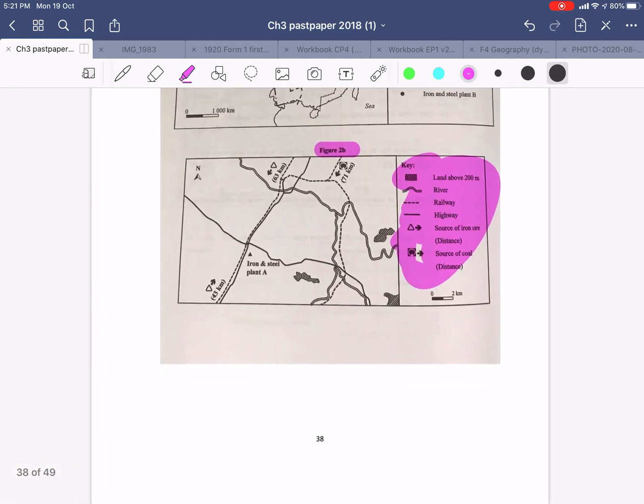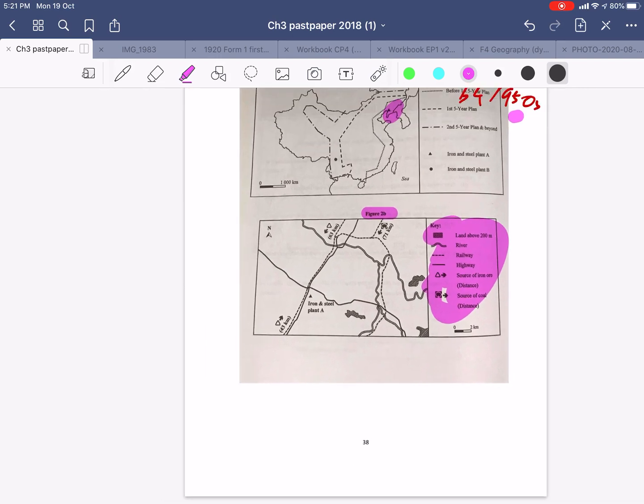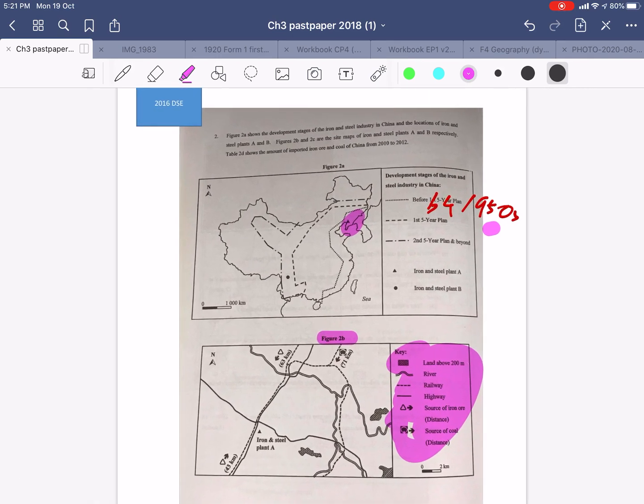You can see here, this is page 38 of chapter 3. It is talking about the very beginning of the development of iron and steel in China, in the 1940s, before the 1950s. You can see it is in the head of China, as I mentioned before, right here. And this is Shenyang.